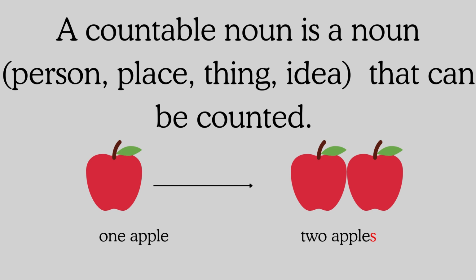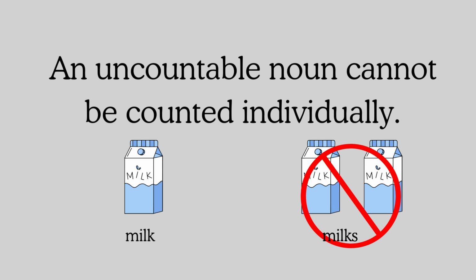A countable noun is a person, place, thing, or idea that can be counted. For example, 1 apple becomes 2 apples. An uncountable noun cannot be counted individually. Milk does not become milks.